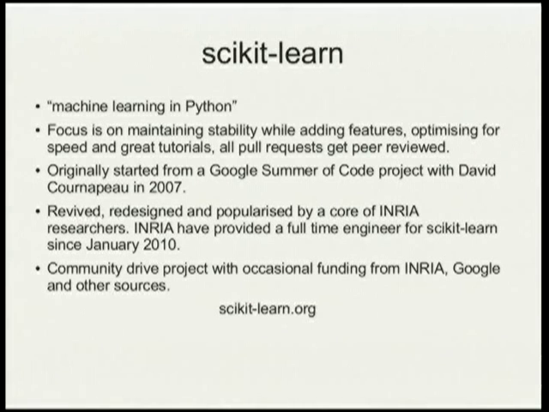So the scikit-learn library was originally a Google Summer of Code project in 2007. It was revived in 2010 and then turned into a community-driven project. We're on GitHub, where most of our development happens. They're in the mailing list, of course.